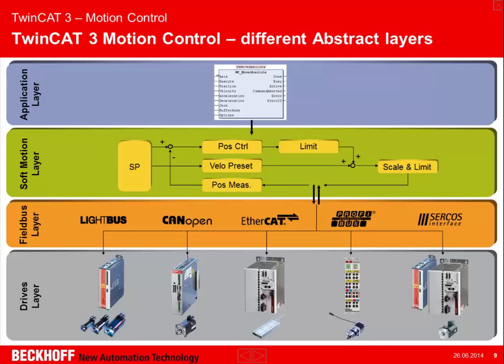And of course in between we have the field bus layer, which supports different field buses: Beckhoff Lightbus, CANopen, EtherCAT, Profibus, Profinet of course, and also SERCOS 2. And at the bottom again we have the different drives, different drive types, different motor types, and we support all of them with the same application layer. This is one of the basic features we have. We have one application layer with one set of function blocks which can be used for all the different drives connected with all the different field buses.